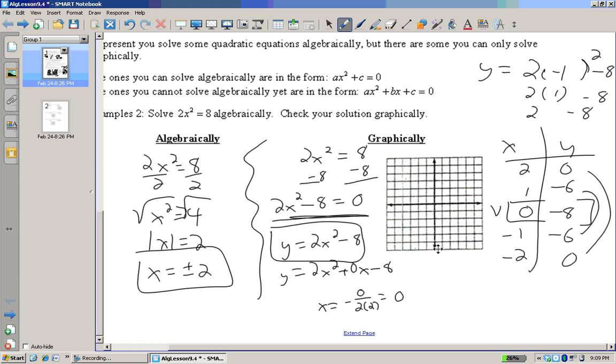1, 2, 3, 4, 5, 6, 7, 8. 1, negative 6. And keep in mind that there is a vertical line of symmetry. And if I count 1 over, it should be 1 on the other side. Again, 2, 0, it's 2 units to the line of symmetry there and 2 units across. And there's my graph. And you notice that the x-intercepts here are positive 2 and negative 2. So we can say x equals positive or negative 2. And you can see that these agree with each other.